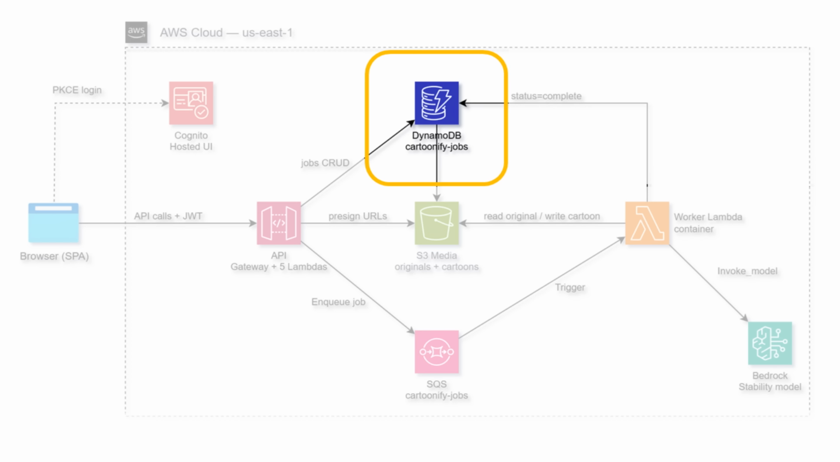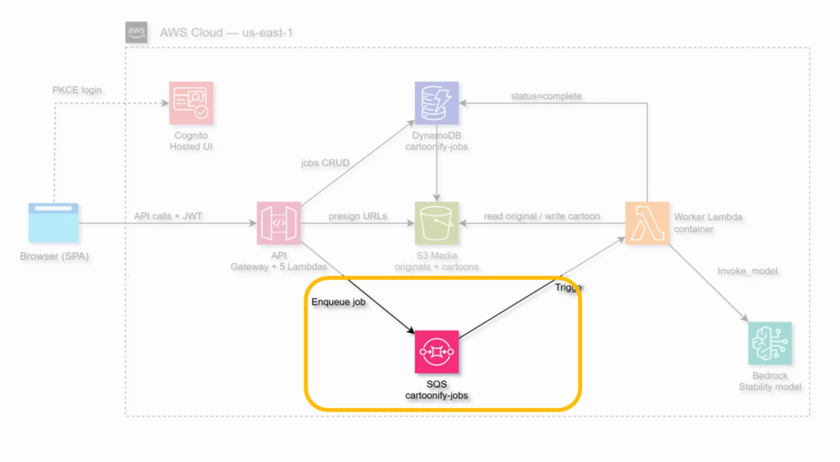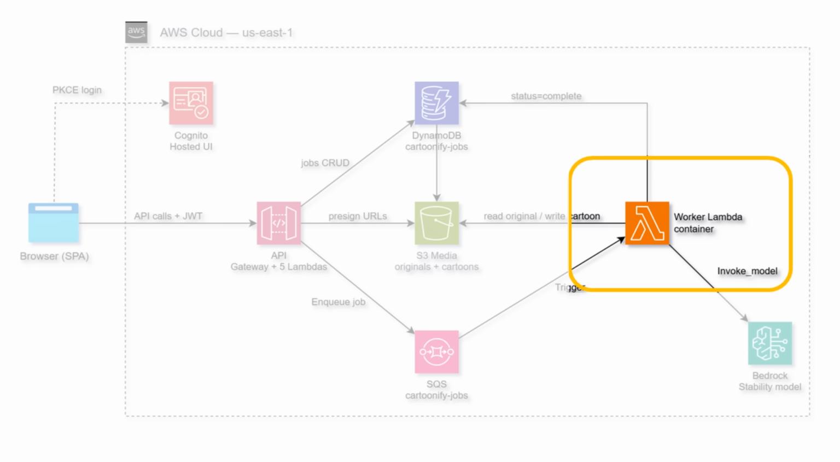When you hit Cartoonify, the API creates a job record in DynamoDB with a status of submitted. Then it enqueues a message to SQS. This is the key design decision. SQS decouples the slow Bedrock call from the API response. The user doesn't wait. SQS triggers the worker Lambda.